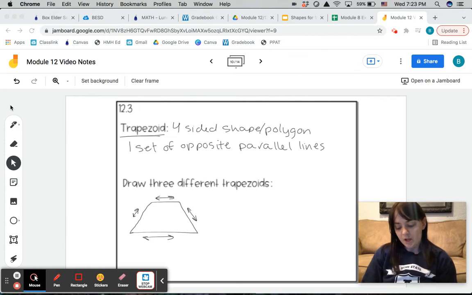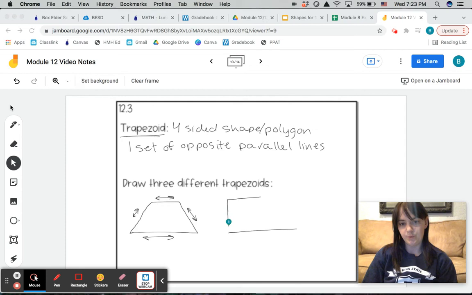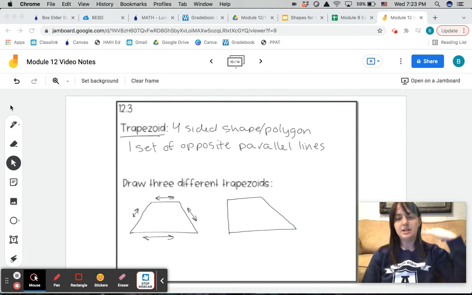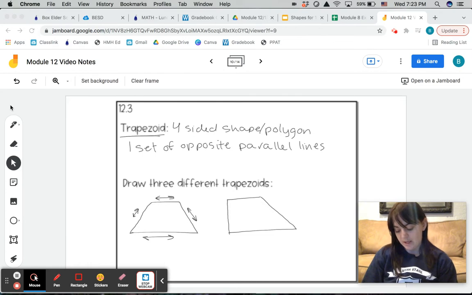Another example of a trapezoid would be something that looks like this. We have our two parallel lines. We have a line going straight down, and then a slanted line. This is also a trapezoid because that bottom and that top line are parallel to each other, but the two side lines are not parallel to each other. So this would be an example. Now, a trapezoid can have a right angle just like that, or it doesn't have to have a right angle, but that one just happens to.